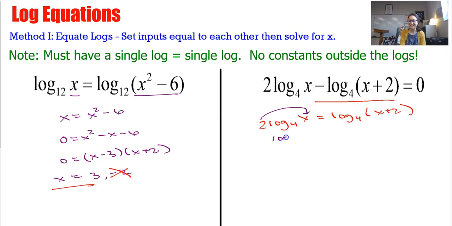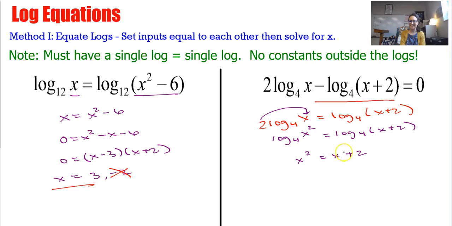So I can rewrite the left side as log base 4 of x to the power of 2, and then I still have the right side as log base 4 of x plus 2. And now I've got a log base 4 on both sides, so now I can go ahead and equate the arguments, so set the insides equal to each other. So x squared equals x plus 2.